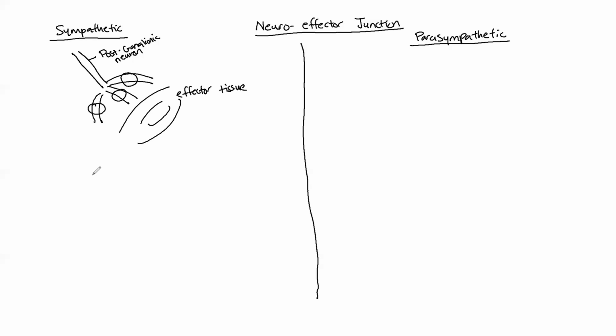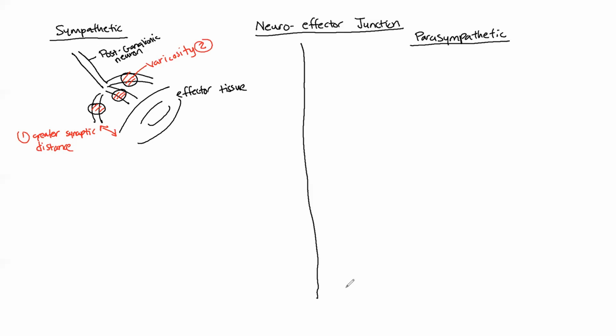This is our effector tissue, right? And this is our neuron, our varicosity, excuse me. This is our varicosity. So the first difference we said is that this distance is greater. I'll put 1 here: greater synaptic distance. And the second difference is the presence of these varicosities.